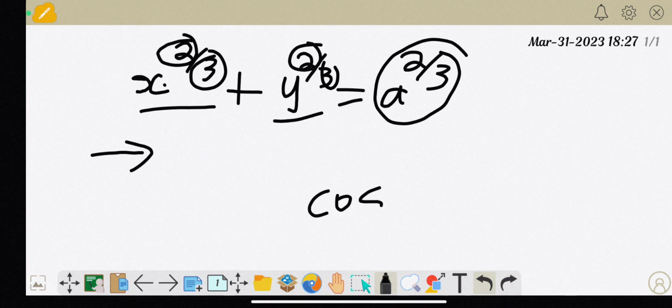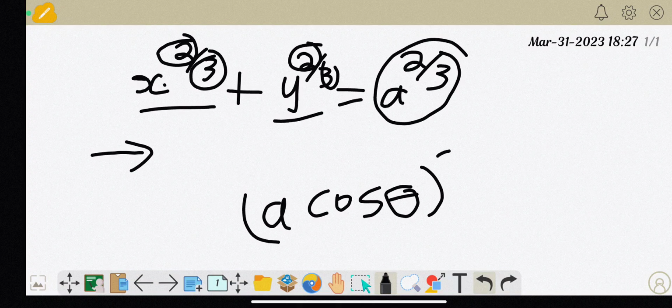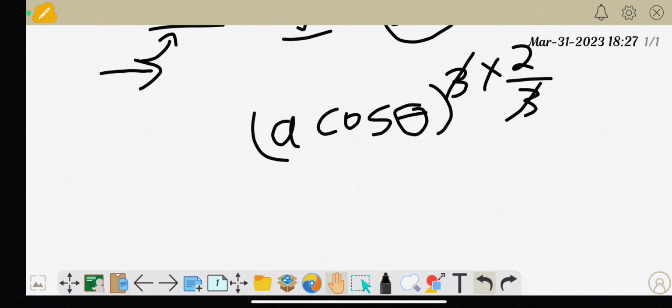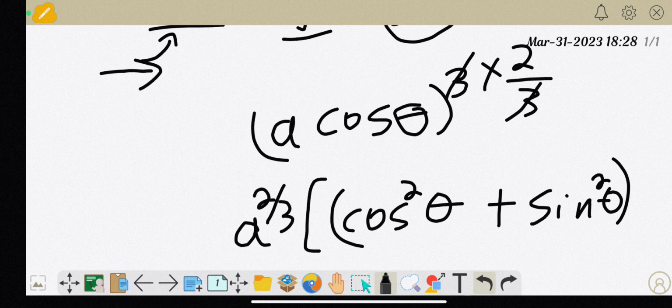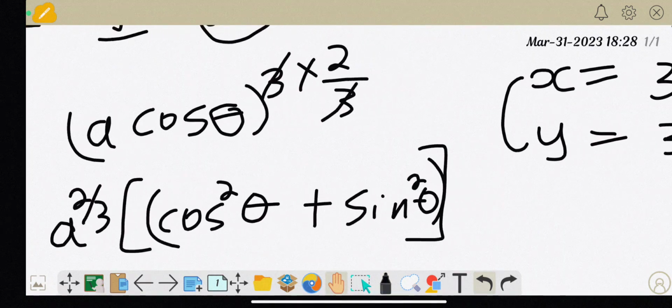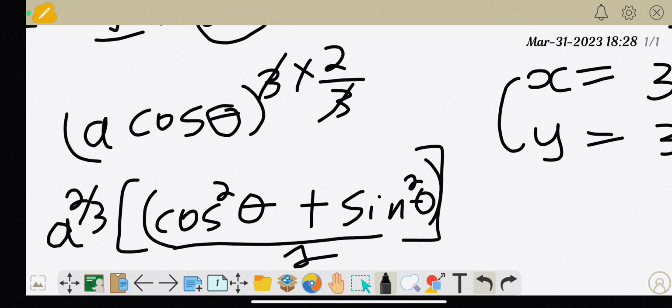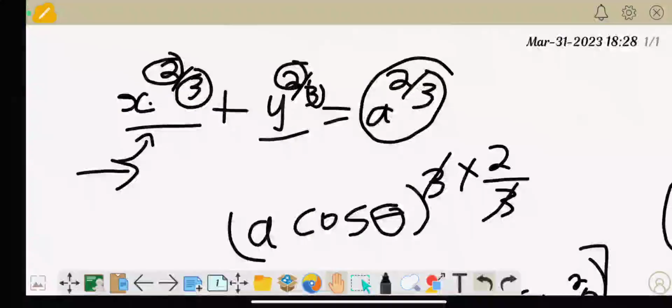When you take the cube term, what happens? If for x I take a cos theta whole cube, and substitute into this equation, the 3s will cancel and I will get cos square. Similarly, for sine, I will get sine square. And a to the power 2 by 3 is common, so this will reduce to 1. So our original equation is not affected, correct?